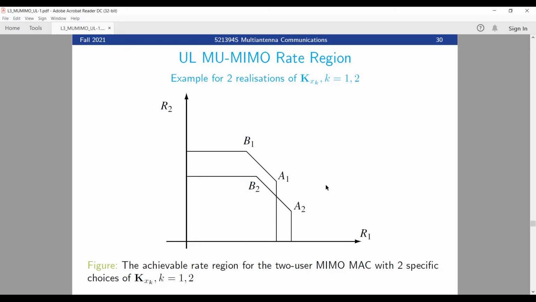And then we can add, of course, all these points between A1 and A2, and time sharing between these two strategies. If we have a 50-50 share between these two strategies and choose to decode user 1 first, user 2 last, we should get this average. Great.